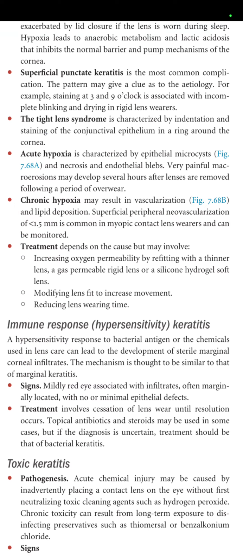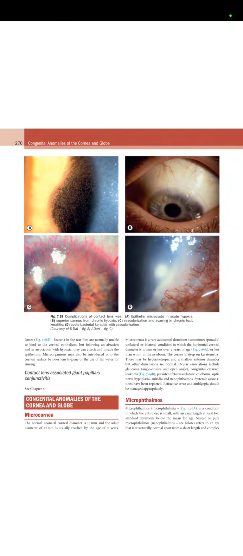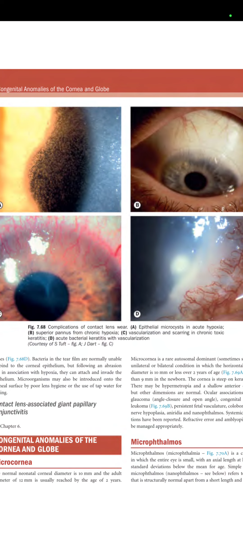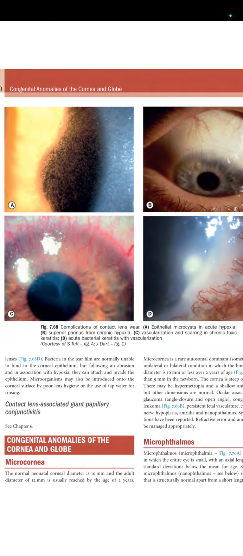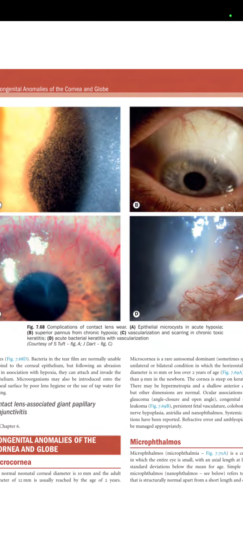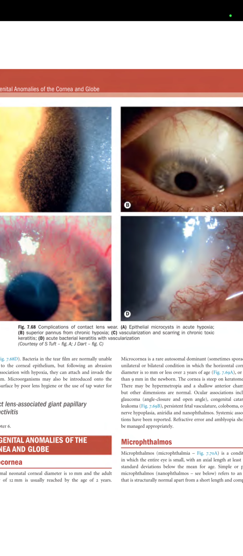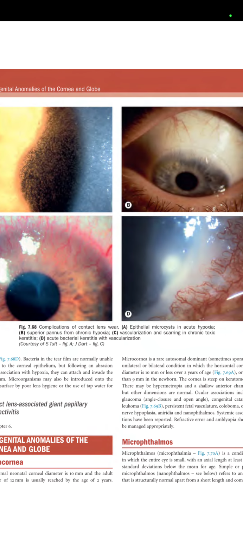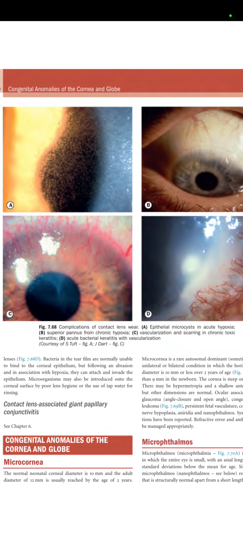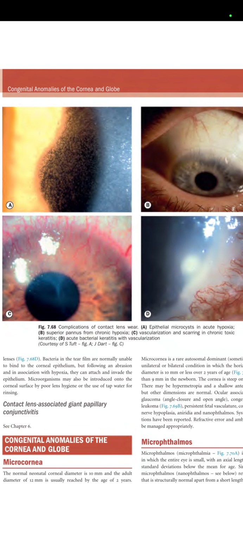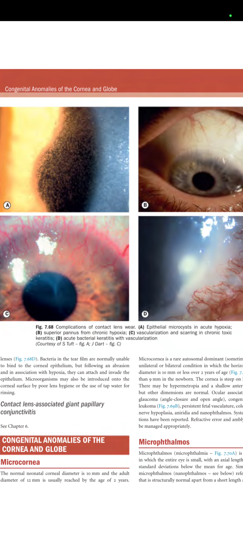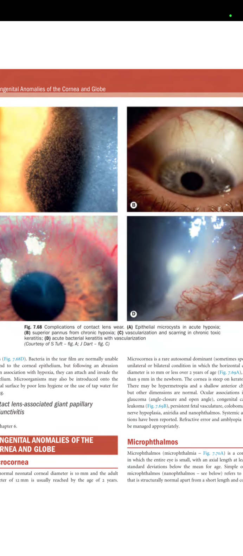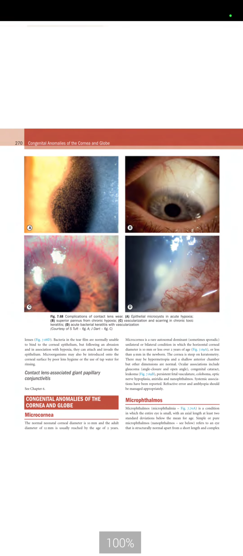So let's see figure 7.68a and b. Complications of a contact lens: A is an epithelial microcyst in acute hypoxia, B is a pannus formation from chronic hypoxia, C is showing vascularization and scarring in chronic toxic keratitis, and D is showing acute bacterial keratitis with vascularization.